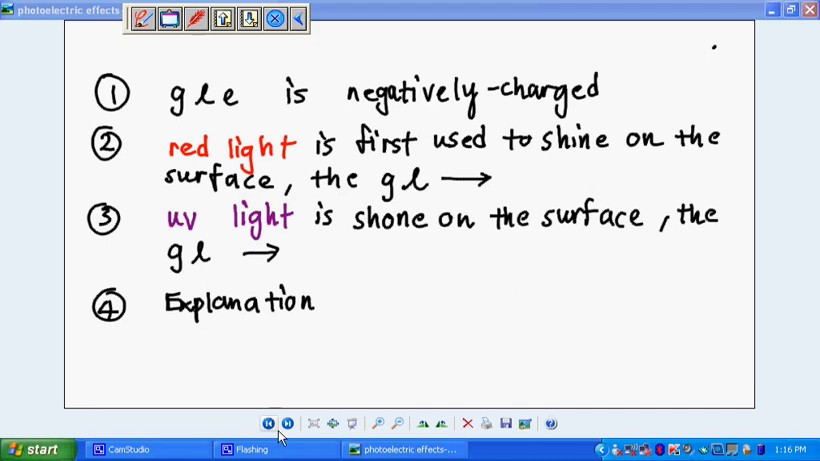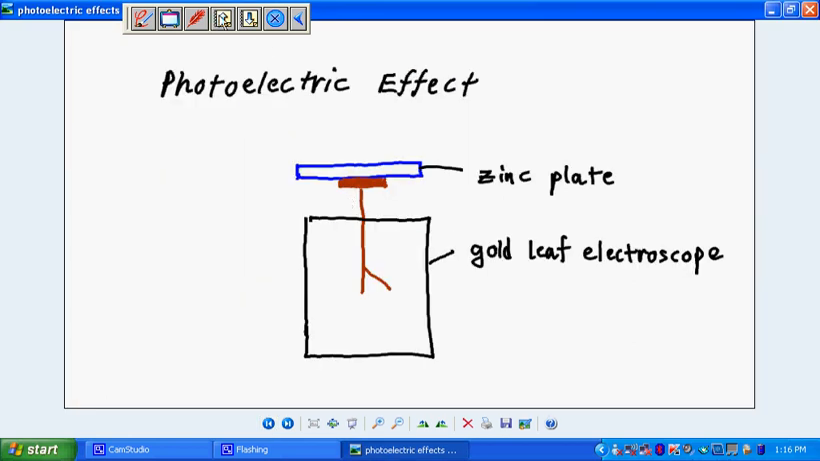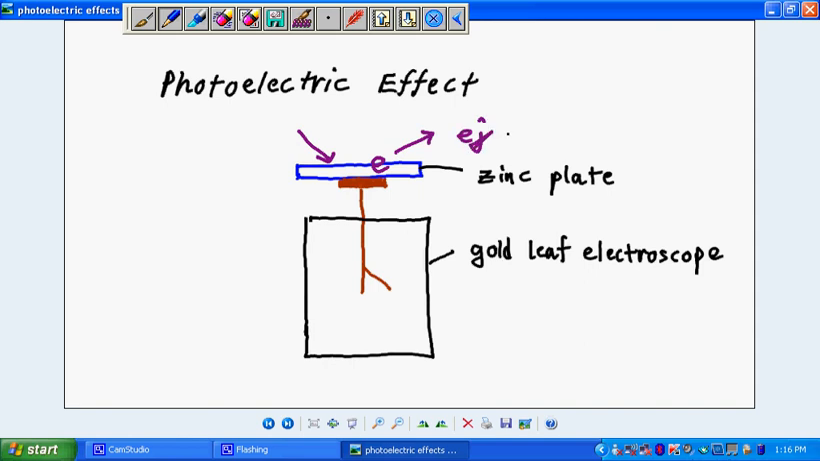Right? Look at this diagram. When we shine UV light on the zinc plate, electrons are being ejected out. So more and more electrons being ejected out shows that the electroscope becomes less negative. Perhaps it is being neutralized. Therefore, the gold leaf falls down quickly. But how do we explain the ejection of electrons using classical wave theory? Actually, classical wave theory has failed to explain this phenomenon.